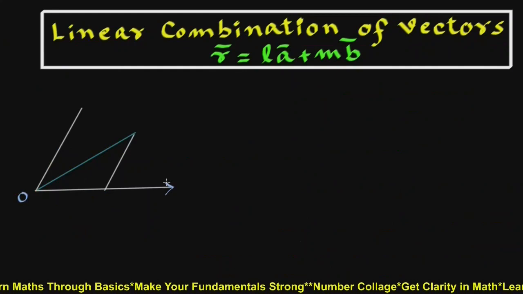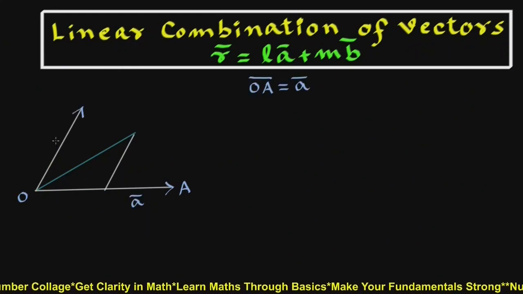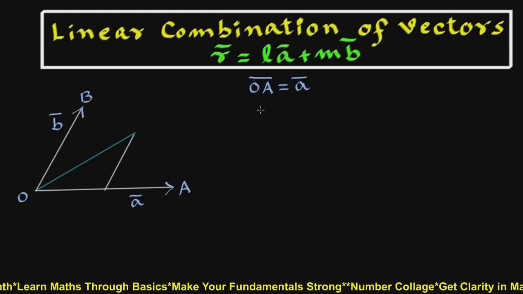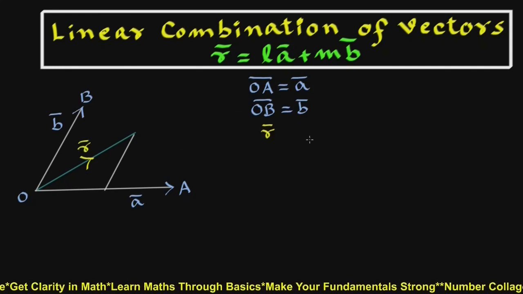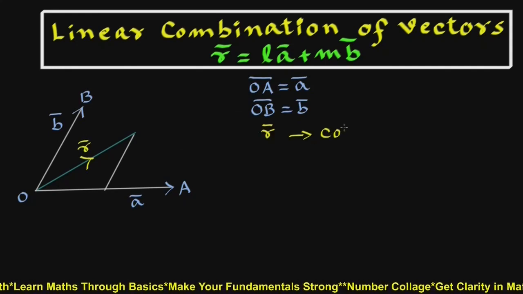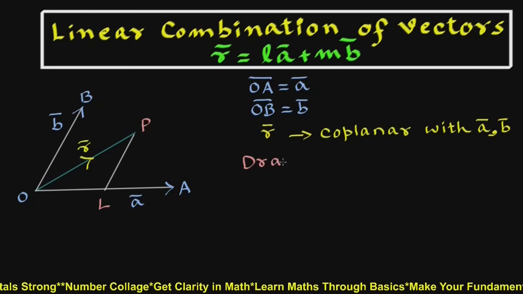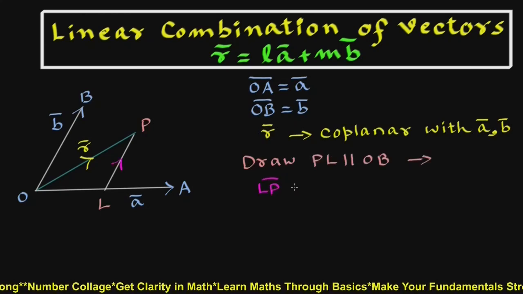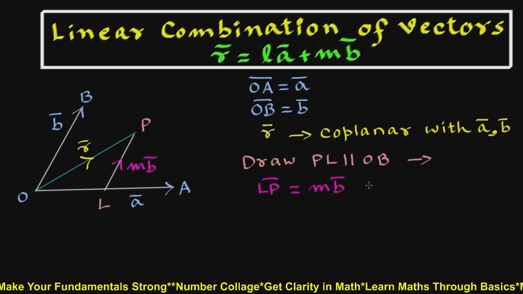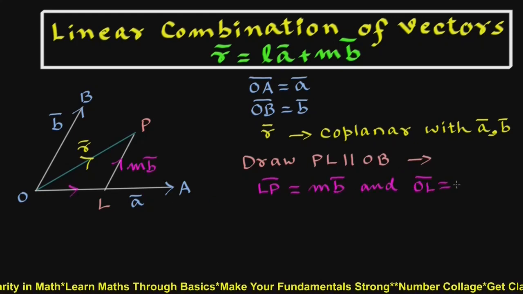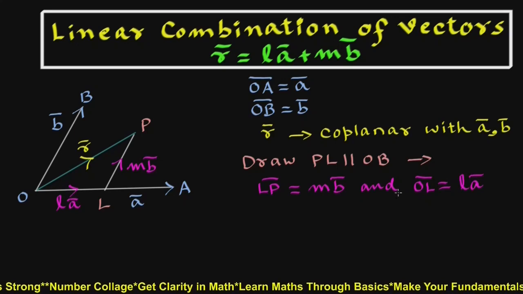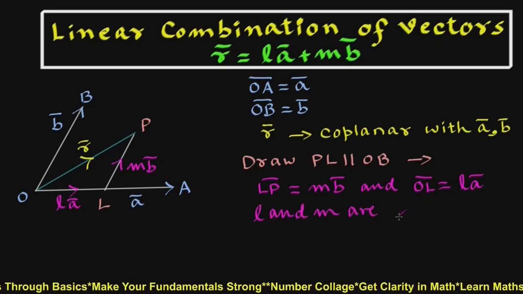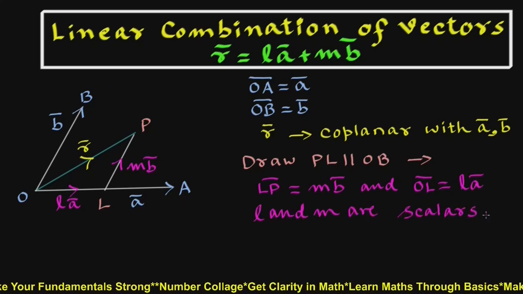Let OA bar equals A bar, OB bar equals B bar, and R bar be any vector coplanar with A bar and B bar. Draw PL parallel to OB so that LP bar equals MB bar and OL bar equals LA bar, where L and M are some scalars, that is, some numbers.